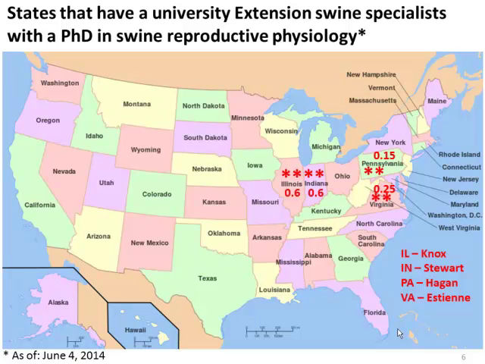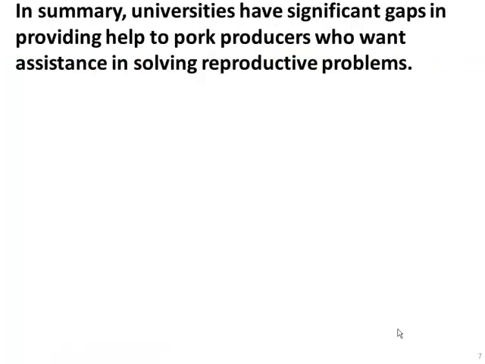And then in Pennsylvania, Dr. Hagen up there's got about 0.15, but he's really an administrator, and so wouldn't expect a lot out of that one. But nothing against administrators, but they tell us what to do. And if you look at Virginia, you got Dr. Estienne there. He's about a quarter. Now you think about it, these 4 are supposed to cover the whole United States, huh? How are they going to do it?